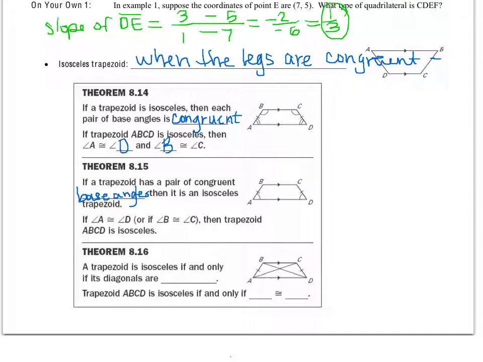Theorem 8.16 says a trapezoid is isosceles if and only if the diagonals are congruent. So trapezoid ABCD is isosceles if and only if segment AC, the distance from A to C, is congruent to the distance from B to D. Let's look at the next page.